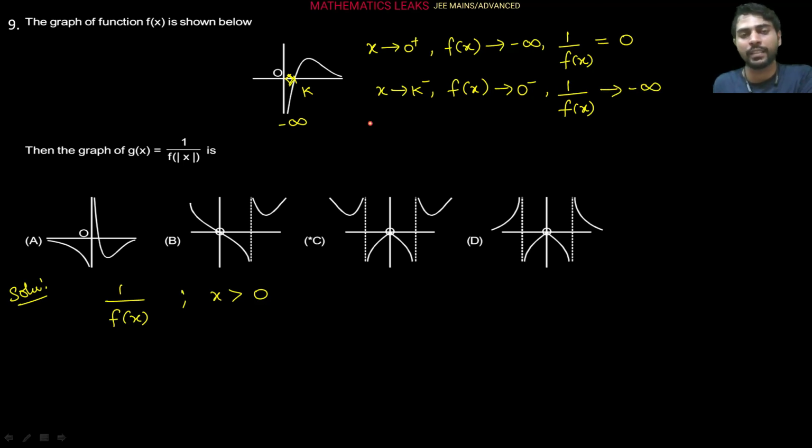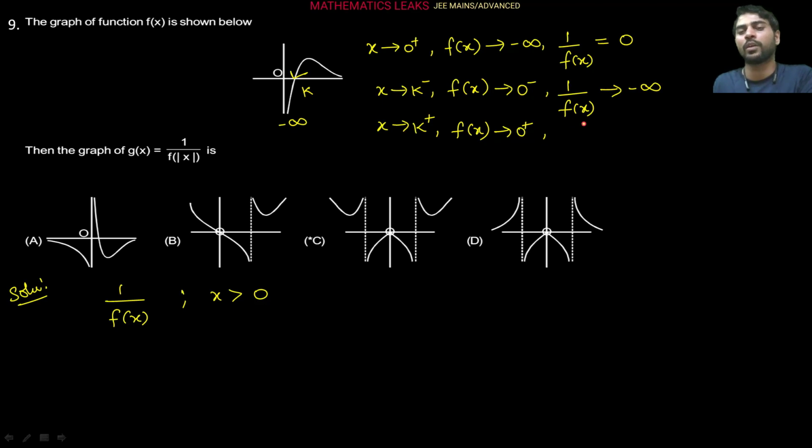Similarly, when x is approaching k from the right side, f(x) will be approaching 0, but from the right side, as you can observe here. So 0 from the right side. Clear? It means 0.00 something, a very negligible positive value.